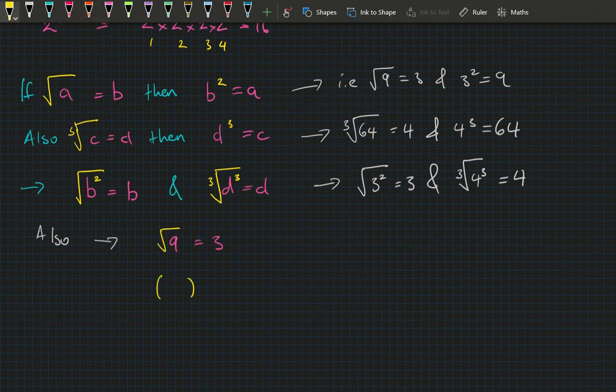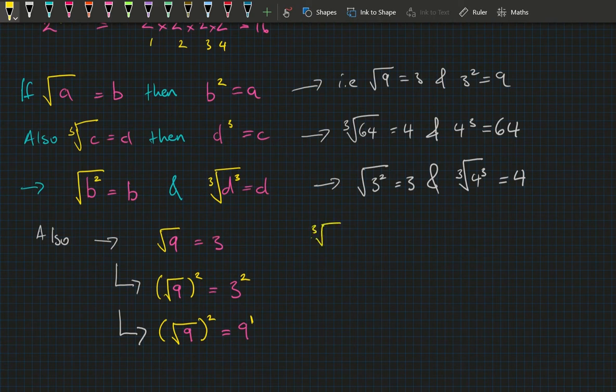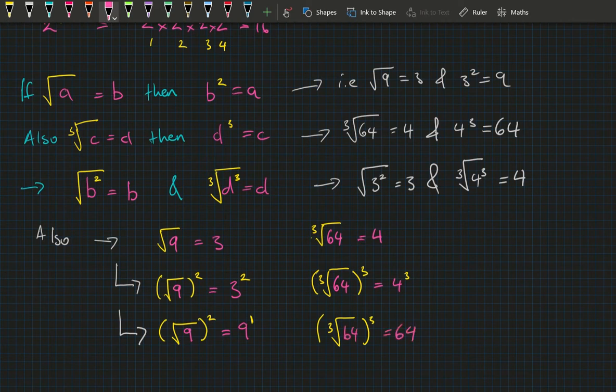Also, if we were to begin with the statement the square root of 9 is equal to 3, then square both sides and evaluate 3 squared to be 9, and realize 9 is 9 to the power of 1. So therefore we've shown that the square root of 3 squared is equal to 3, and the square of the square root of 9 is equal to 9. And similarly with the cube roots, if we started off with the statement the cube root of 64 is equal to 4, and then cube both sides, and then evaluate 4 cubed to 64, well, 64 is just 64 to the power of 1, right?